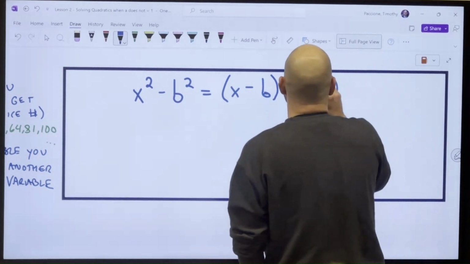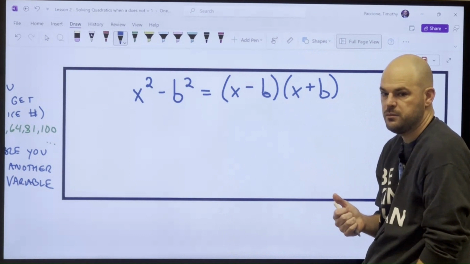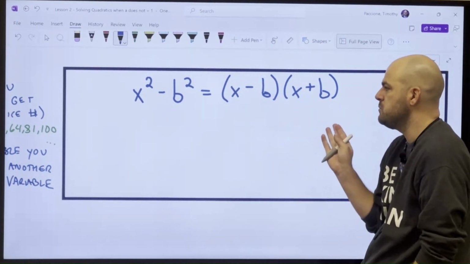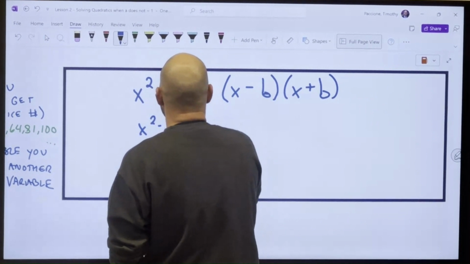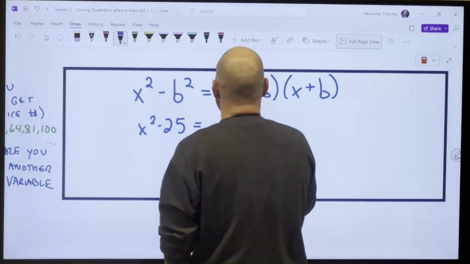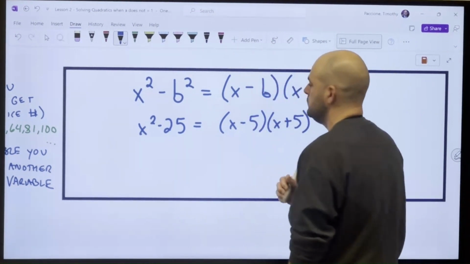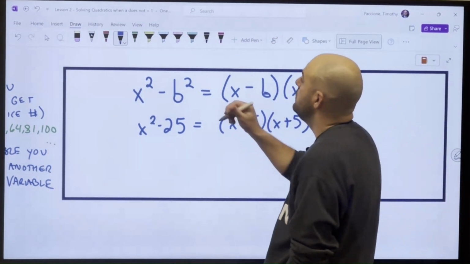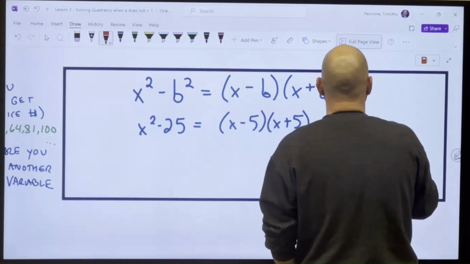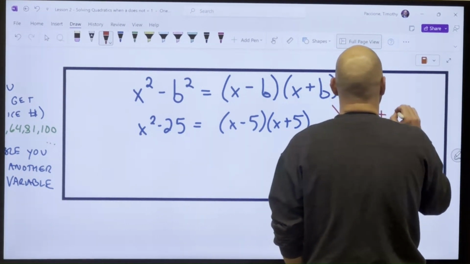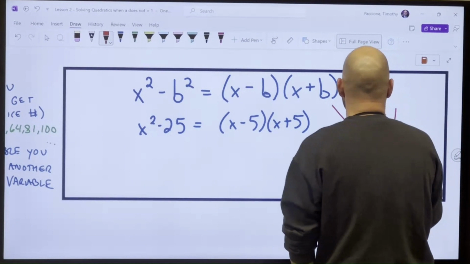That is a shortcut that can save you a lot of time if you can see it, right? So that's why I want to make sure to include it. So x minus b, x plus b. For example, x squared minus 25, we know right away is x minus 5, x plus 5. Now, that also means that our solution will be x equals plus or minus b. Those will be our x-intercepts, those will be our solutions.